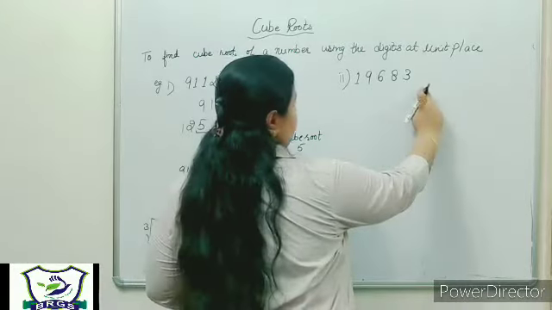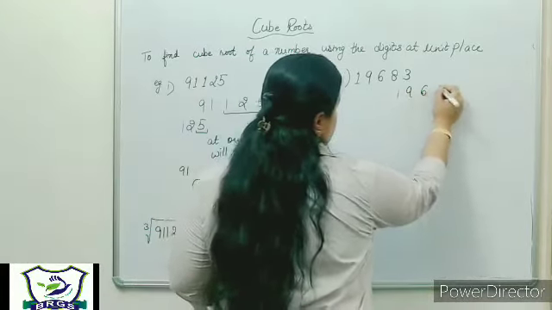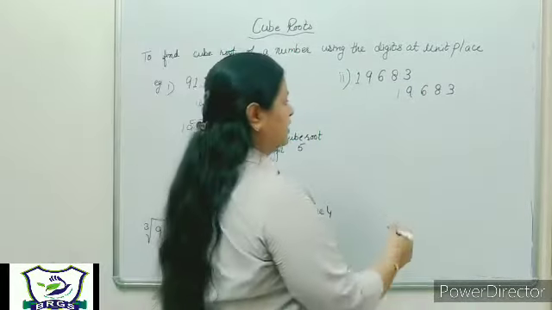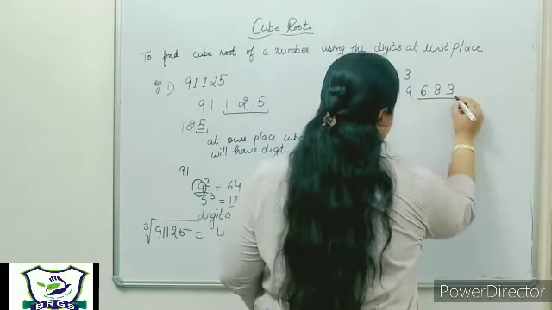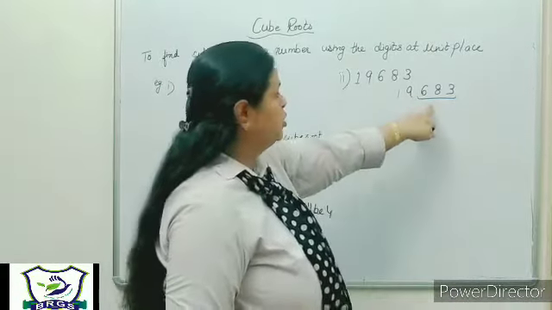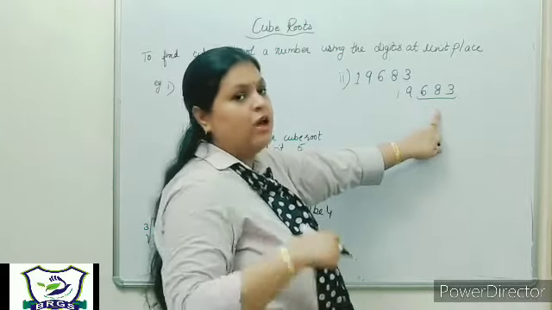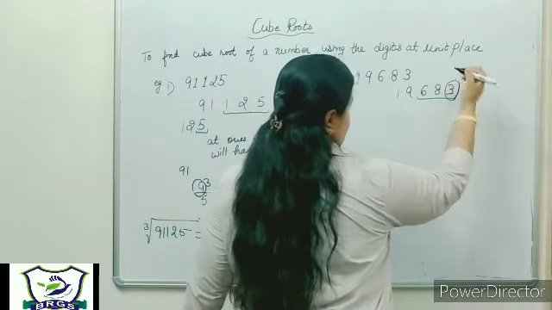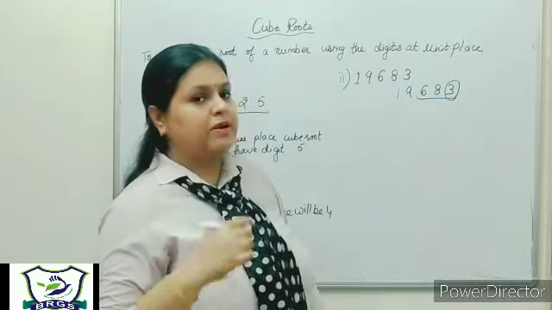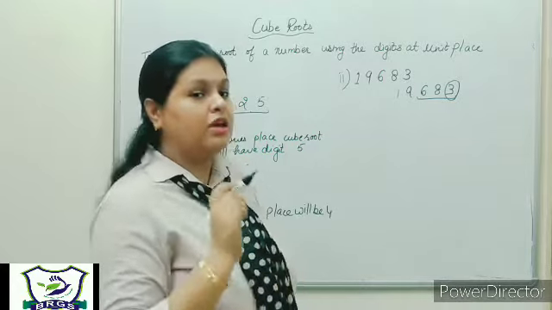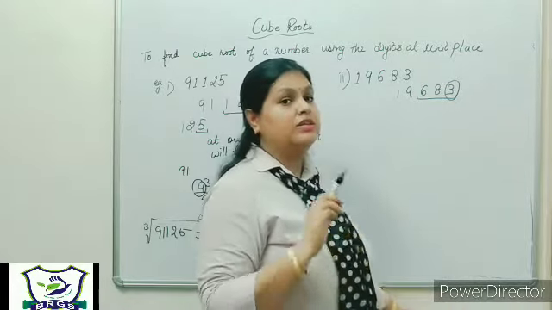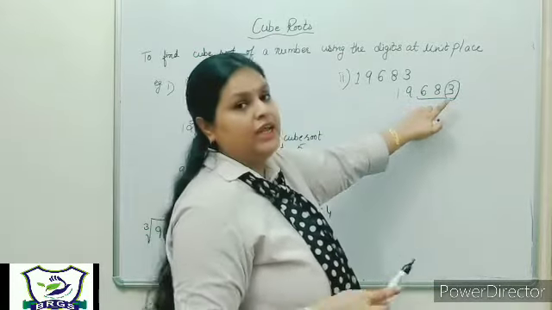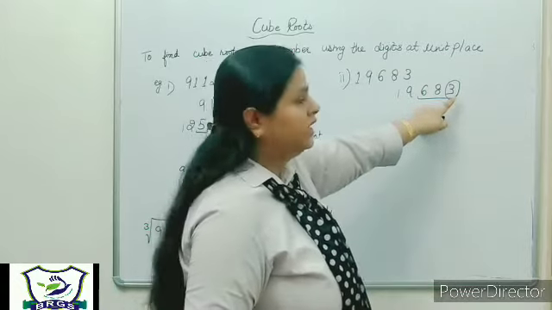It is 19683. Now the first step is to make group of 3 digits from the right hand side. So 683. This first group will be used to find the digit at ones place of the cube root. Ones place पे कौन सा digit है? 3. तो ones place पे cubic number में 3 कब आता है? जब उसके cube root में कौन सा digit हो? 7 होना चाहिए. Property number 6. A number ending with digit 7, its cube ends with digit 3.